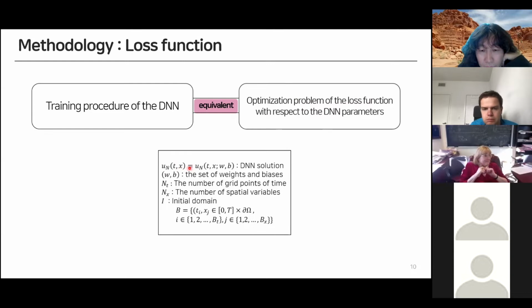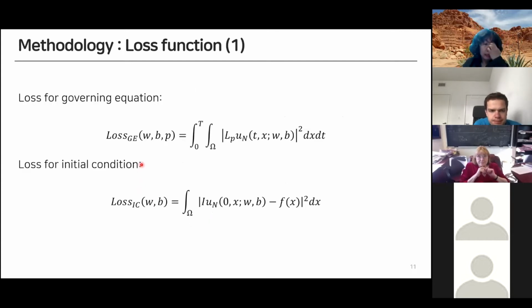Some notations we can notice here. UN denotes the TNN approximate solution. Besides T and X in the PDE, we also have another set of parameters here: W is weights and B is biases. NT denotes the number of grid points of time, and NX denotes the number of spatial variables. Then, how can you construct a loss function in a smart way, which I said before?